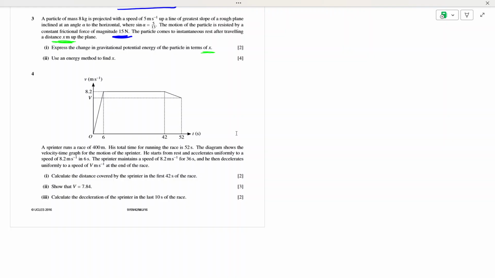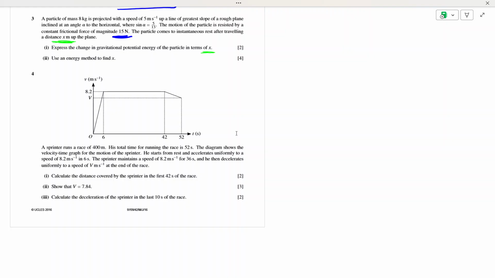He starts from rest and accelerates uniformly to a speed of 8.2 meters per second in 6 seconds. The sprinter maintains a speed of 8.2 meters per second for 36 seconds, and he then decelerates uniformly to a speed of v meters per second at the end of the race.